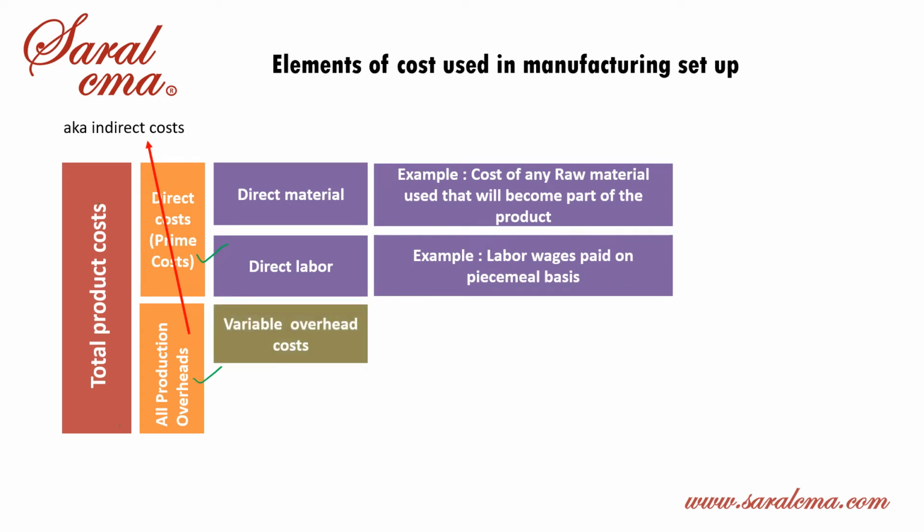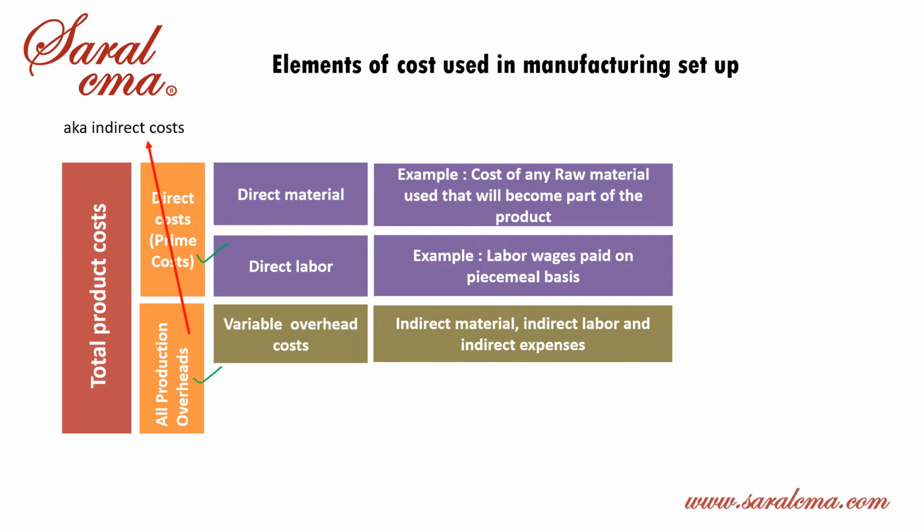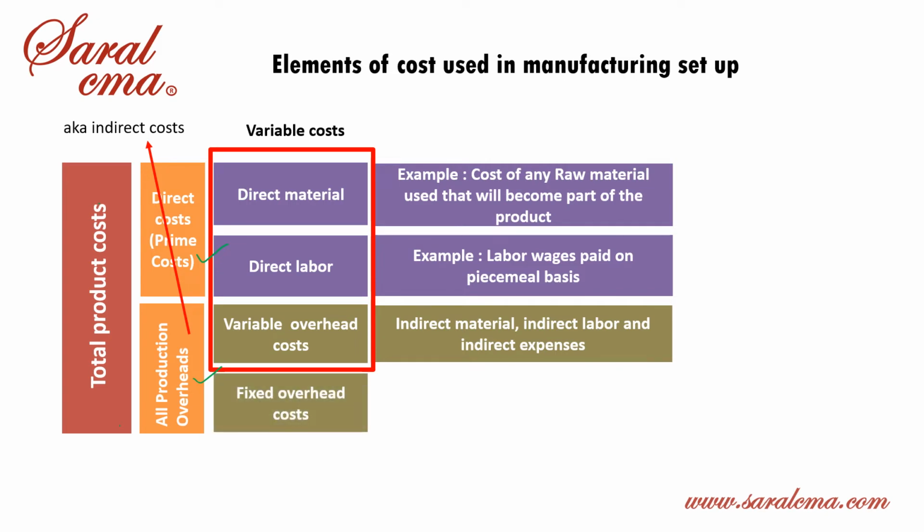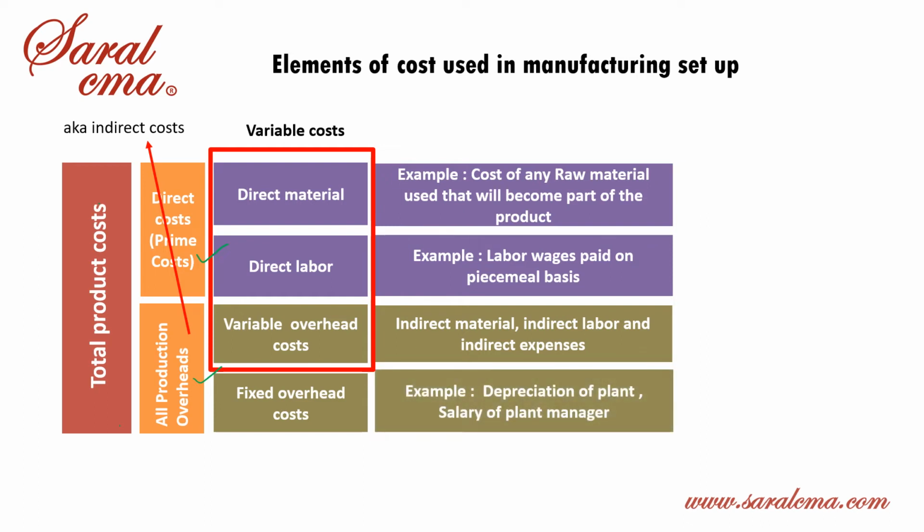Under the overheads, we will have variable overhead costs. Examples of variable overhead costs are indirect material like coolant and sealants, indirect labor like the labor expenses of a cleaner, and indirect expenses like the water expenses. Direct material, direct labor, and variable overhead costs together are known as variable costs. And then we will have fixed overhead costs under overheads. These are the costs that do not change as production volume changes. Examples are depreciation expenses, salary of a plant manager, etc.